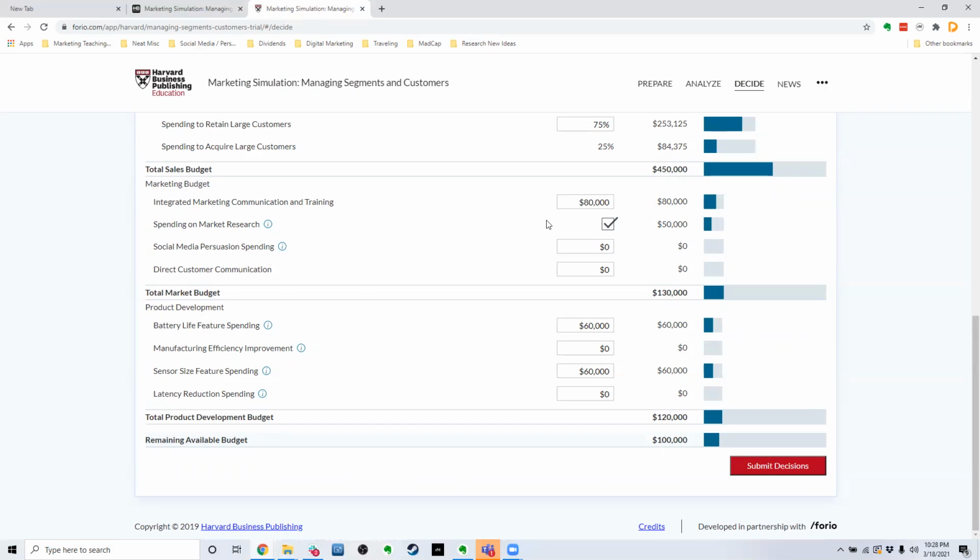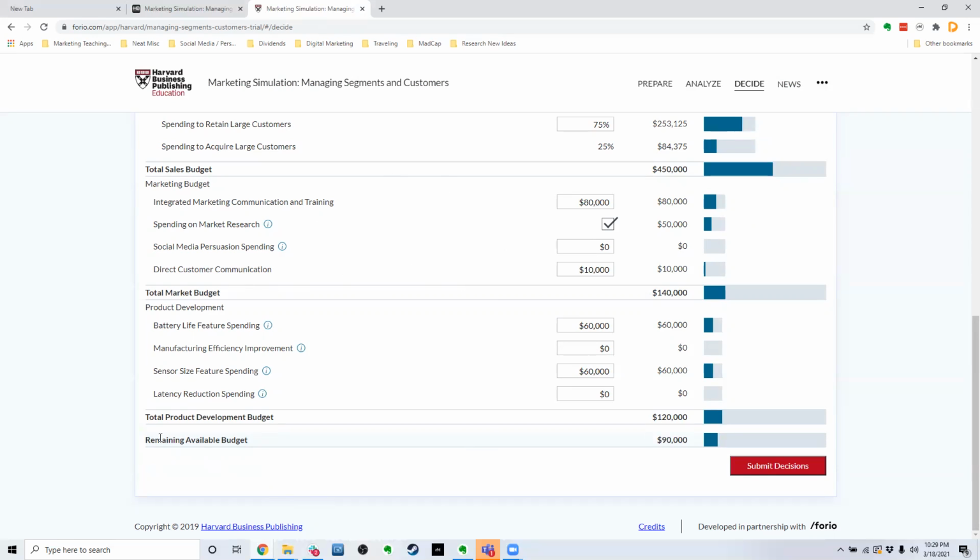Market research. So if you want access to that research tab that I put a lot of emphasis on, that's your choice to spend on it or not. Social media persuasion spending. For right now, I would leave this out and not spend on it, because there are some triggers that I can put into the simulation that trigger PR crisis and social media. I'm not going to do that, so I wouldn't worry too much. But the direct customer communication might be very valuable to you to help increase your brand awareness to your customers.